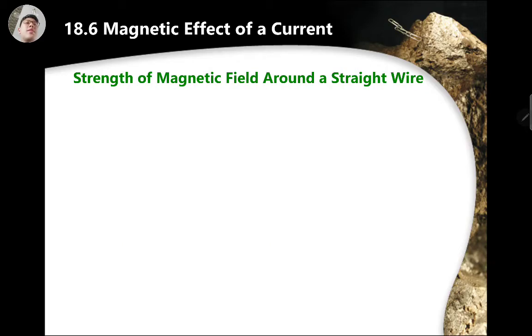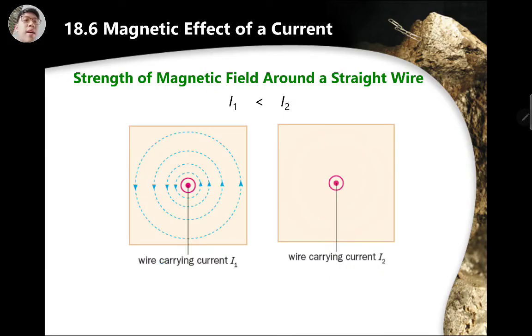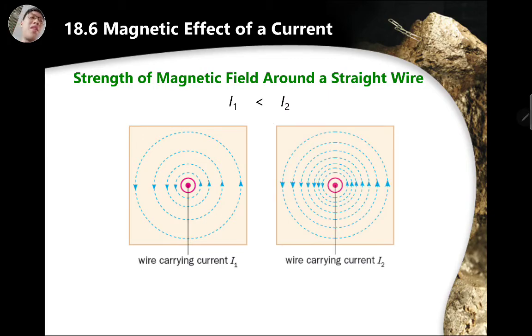So how does the strength of the magnetic field around a straight wire vary when the current varies? Let's say this wire, everything is exactly the same except the current in this wire is less than the current in this wire. So the current in I1 is weaker than the current in I2. What do you expect the magnetic field to be? I think it's quite intuitive. You expect the magnetic field of I1 to be weaker than the magnetic field of I2.